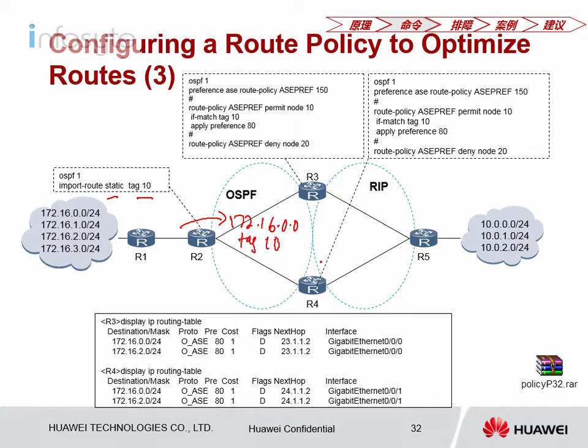Now on both R3 and R4, we are going to configure the route policy. Let's look into the route policy here. This route policy is called ASE preference permit node 10. I'm going to match based on the tag of 10, which is pre-tagged by R2. If I see a tag of 10, I'm going to change the preference to 80. So now I have an 80 here representing 172.16.0.0/20, versus a preference of 150. So R4 will actually send to the right path.